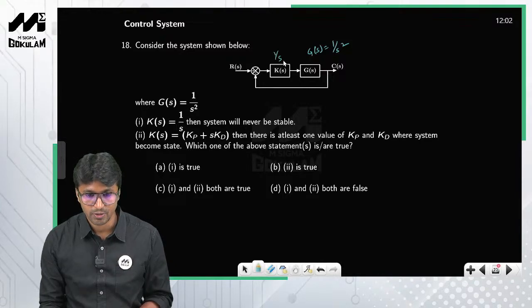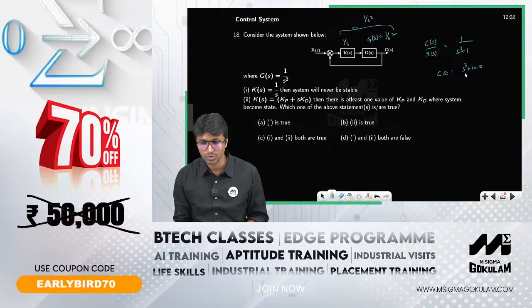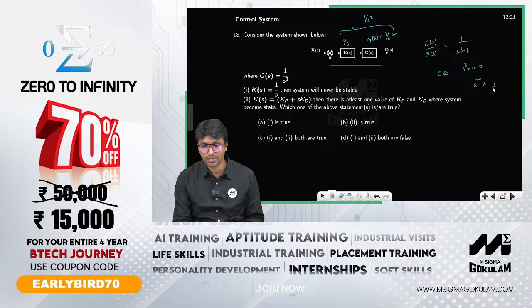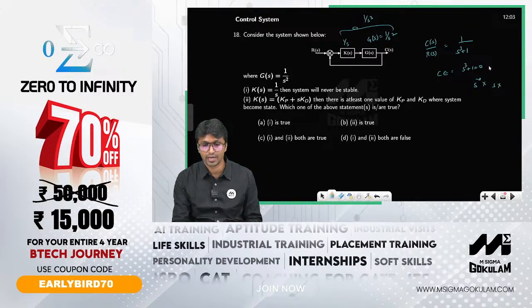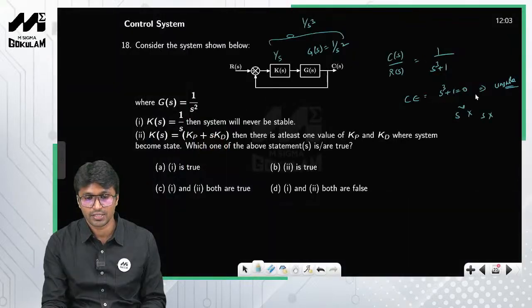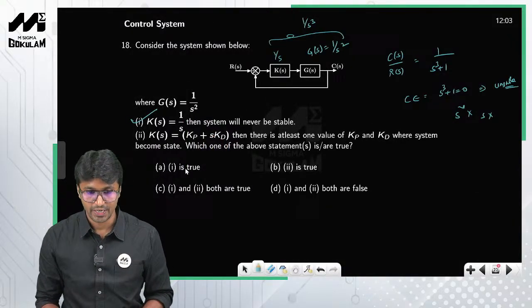So let us use this one. This is nothing but 1 by S, so when you cascade it, it becomes 1 by S cube. So C of S by R of S is nothing but 1 by S cube plus 1. So the characteristic equation is S cube plus 1 is equal to 0. So you have missing terms in the characteristic equation. There is no S square term, there is no S term. So obviously I can conclude that the system is unstable. So statement 1 is correct.